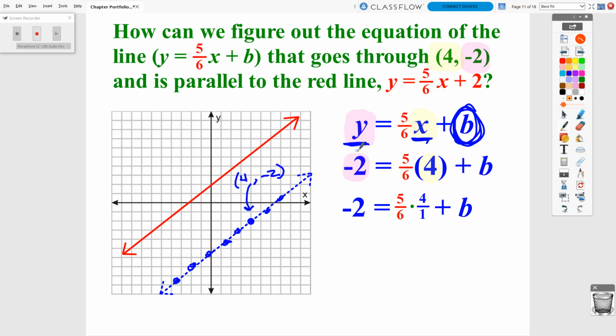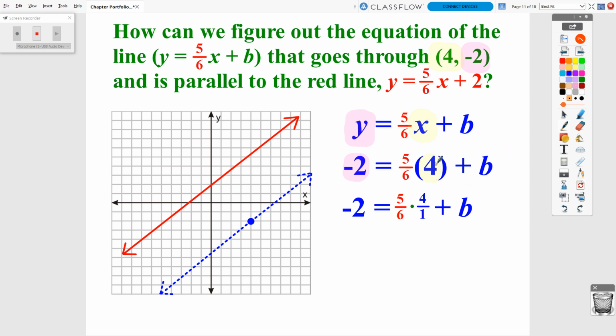So what we're going to do is substitute, and this is a temporary substitution, but we can substitute in -2 for y, and we can substitute in 4 for x, because 4 is the x-coordinate and -2 is the y-coordinate. So we got -2 equals 5/6 times 4 plus b. And now we can figure out what b is.